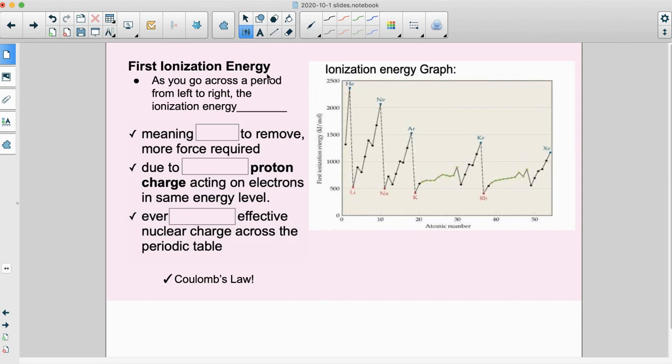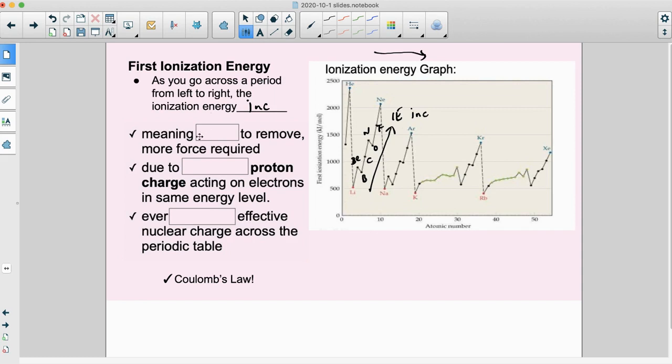All right, so as we go across a period from left to right, okay, going this way, let's pick out some elements that are in the same period. So here we go from lithium. The next one is Be, then boron, carbon, nitrogen, oxygen, fluorine. The general trend is that as we go across a period from left to right, our ionization energy is increasing.